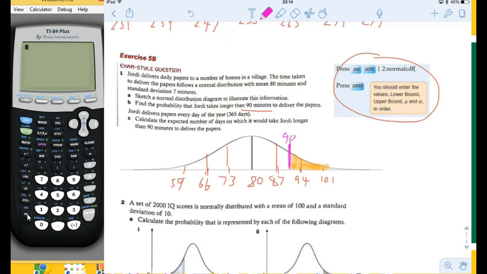So the way we do that is, the calculator just needs to be given the mean and the standard deviation. We do second distribution. We go to the normal CDF function. And then for the lower interval, we're going to give it 90. Upper interval, infinity. So we're going to give it 1 double E. Where is double E?